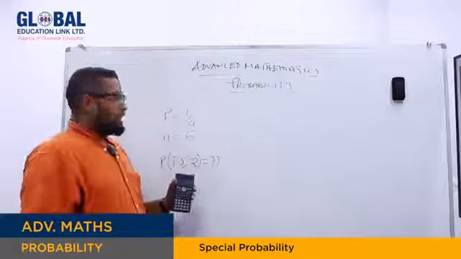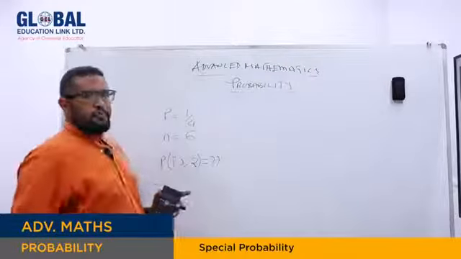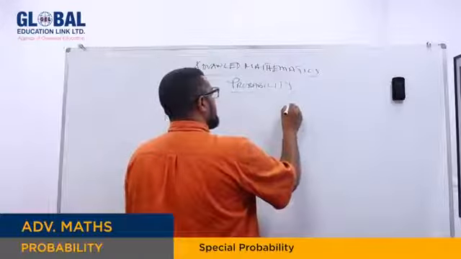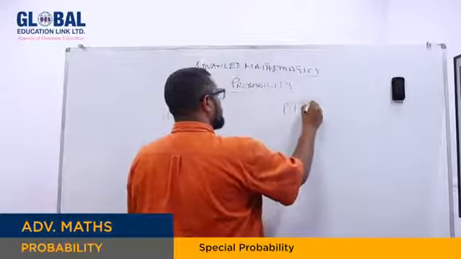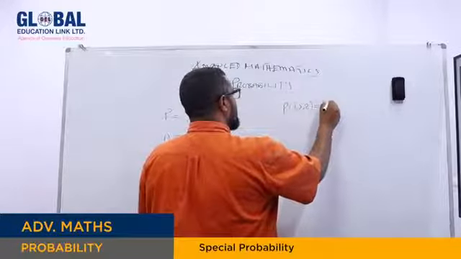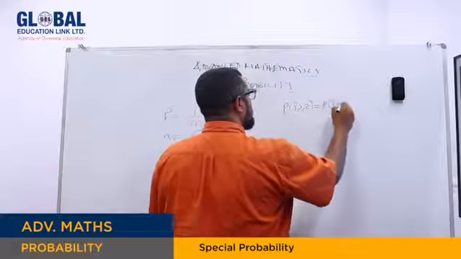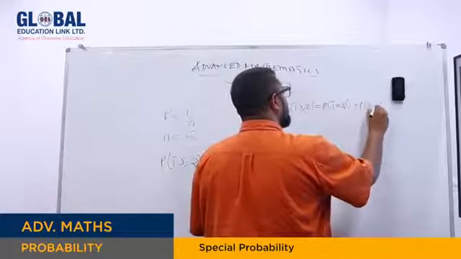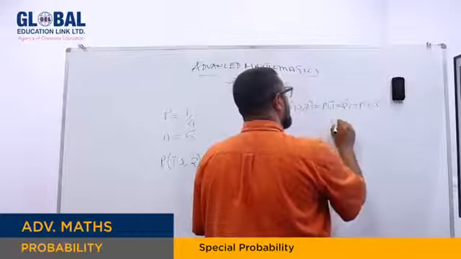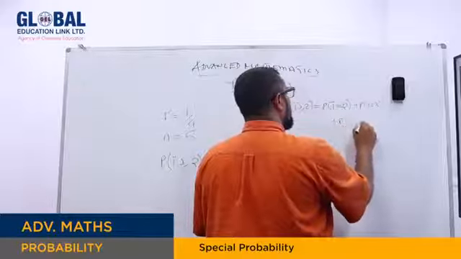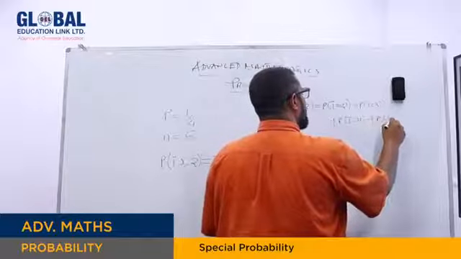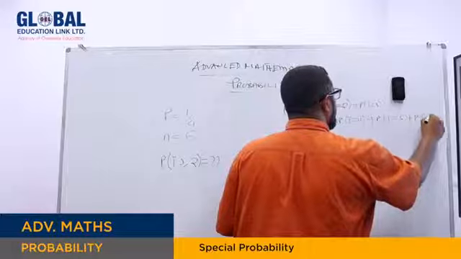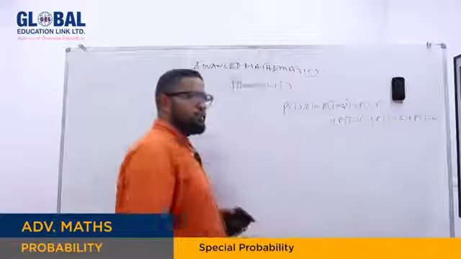But check here, our n is 6. It's the same as finding the probability of tail greater than or equal to 2. It's the same as finding the probability when t equals 2, the probability when t equals 3, plus the probability when t equals 4, the probability of t equals 5, and the last one, t equals 6.